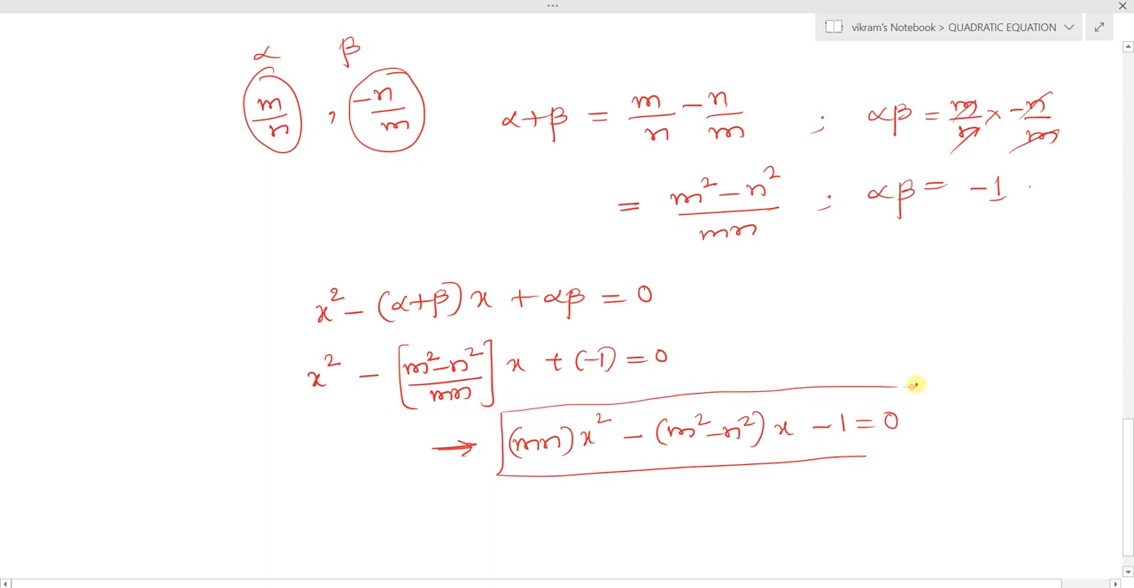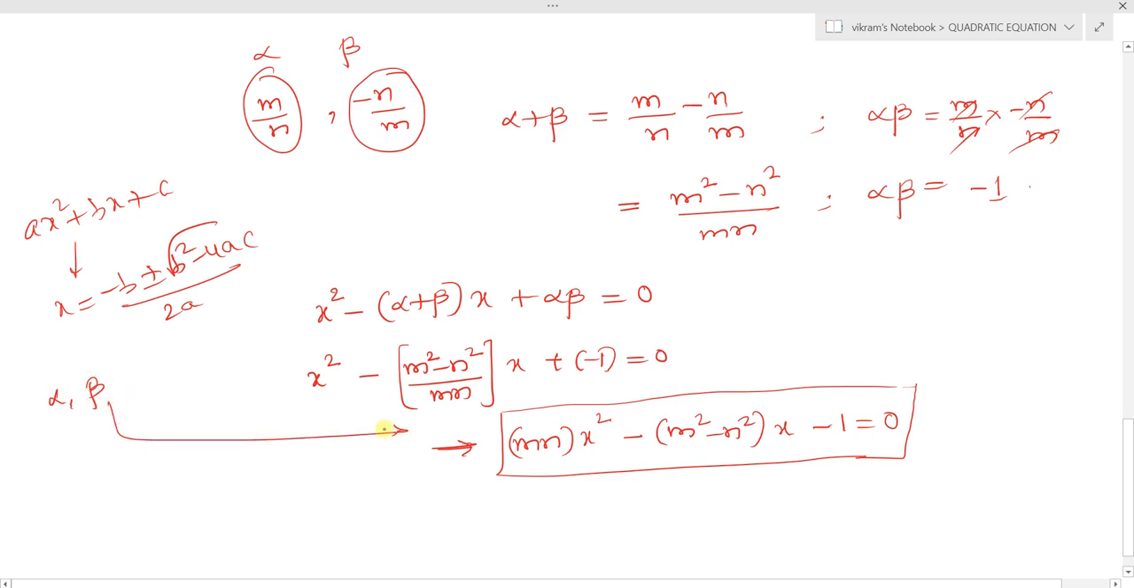Now we have seen the two types of problems. If a quadratic equation is given, how to find the roots with the help of the formula, that is the first one. Then what is the next one? If the roots are given, how to form the quadratic equation. Next we're moving forward.